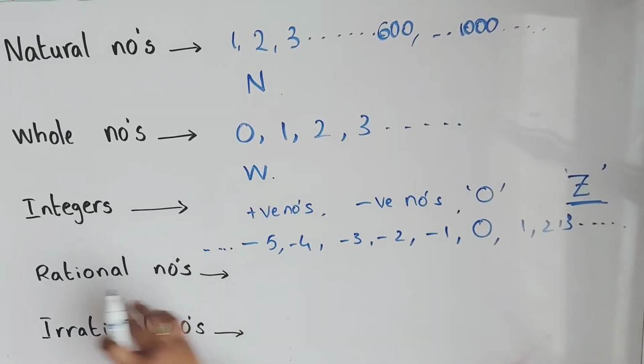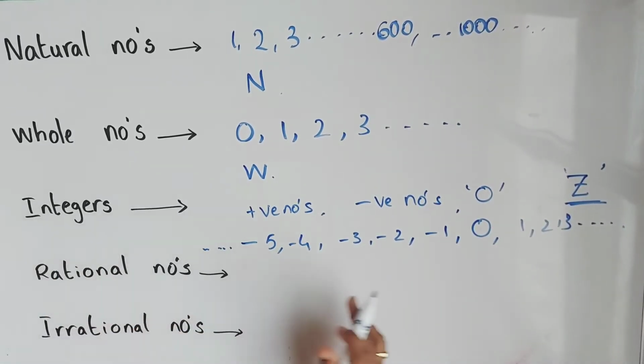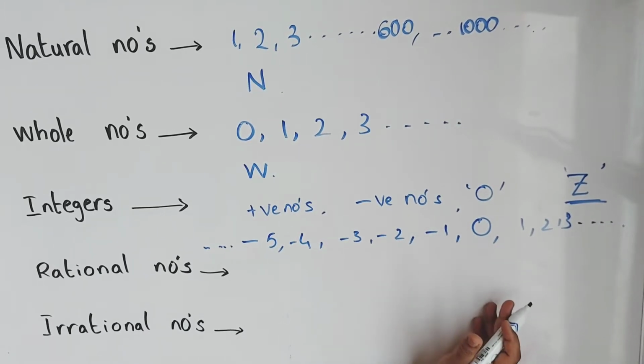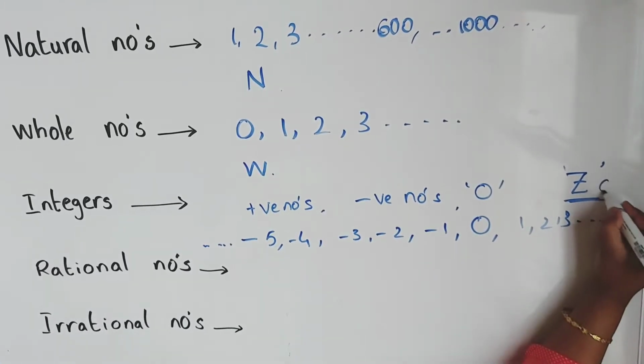Why Z? Why not I? Z comes from the German word zählen, which means to count.